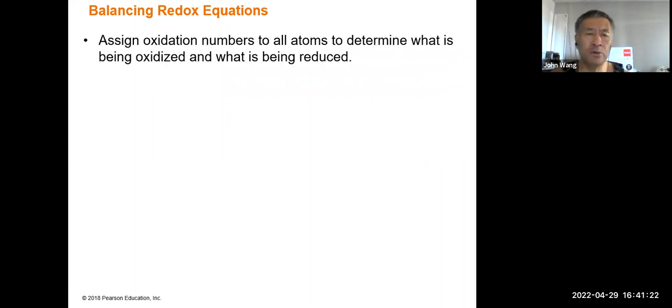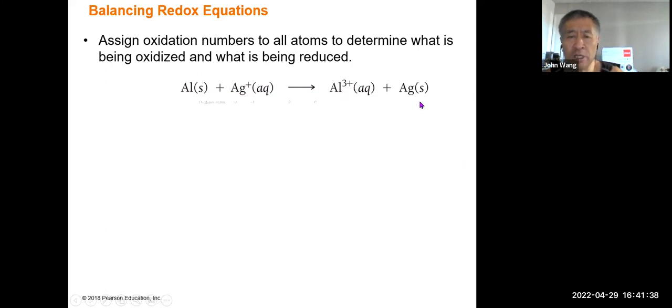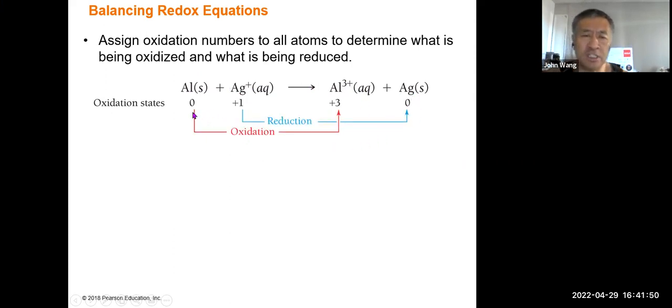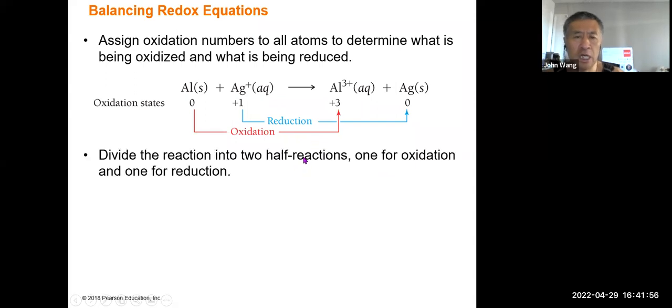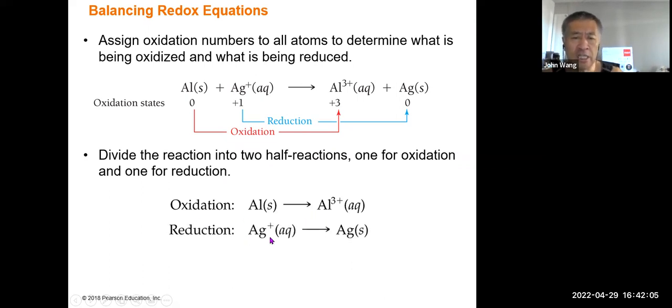So you first assign the oxidation numbers to all the atoms to determine what is being oxidized and what is being reduced. For example, Al solid plus Ag+ ion produces Al3+ ion and Ag solid. We assign the numbers: 0 for free element, +1 is the same as the charge, +3 is the same as the charge, and 0 for free element. Then we can see the oxidation happened to the aluminum, or Al, and reduction happened to silver. So therefore, we can write this equation as two equations. One will be the oxidation for aluminum. The other one is the reduction for silver.